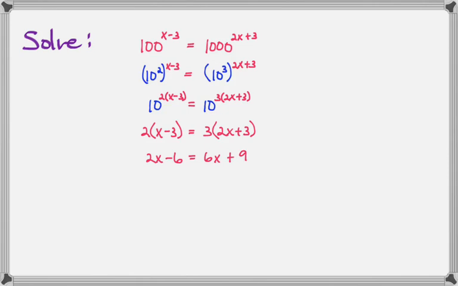So we distribute, and we subtract 2x from both sides, and we subtract 9 from both sides, and x equals negative 15 over 4.